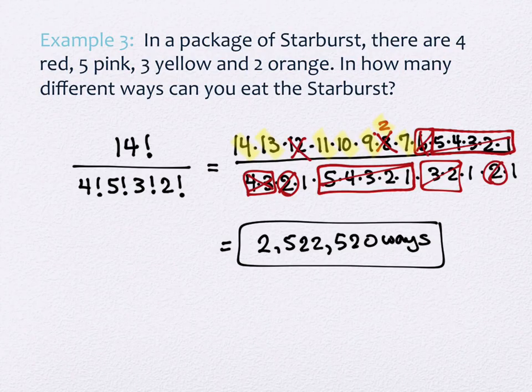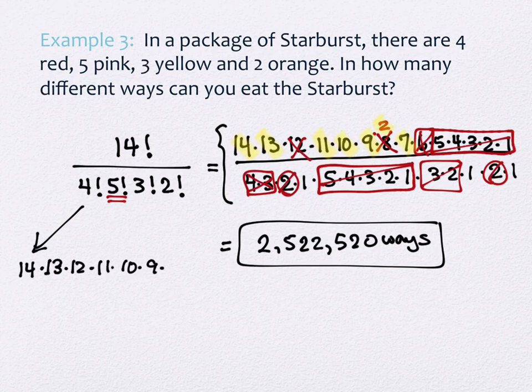Let me show you a shorthand way that means that you don't have to write all this out to start with. Sounds good? Okay. So what you could do instead is that you could write the 14 out, but you can just stop when you get to the biggest denominator, 5. So I can write 14 times 13, good grief, times 12, 11, 10, 9, 8, 7, 6, and 5 factorial. That matches with the 5 factorial on bottom.